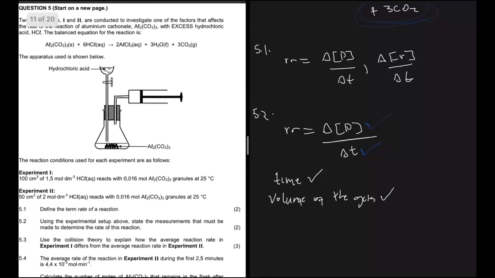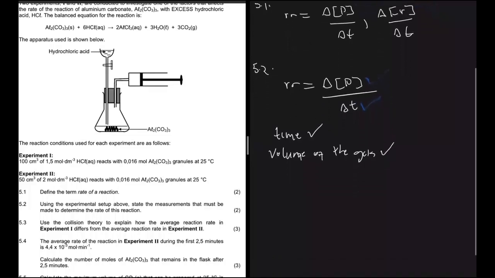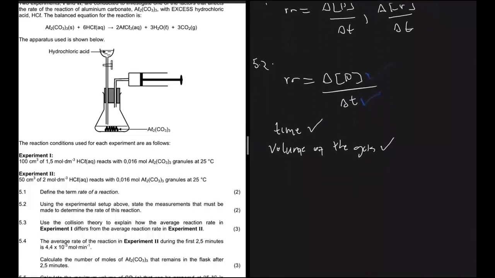Syringes usually already have markings on them that show the volume and stuff. So you just measure the time, and then the syringe will give you the volume of the gas, and then from there you can calculate the reaction rate. Let's move forward.